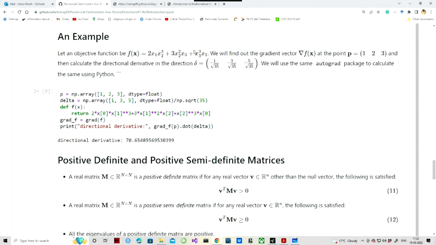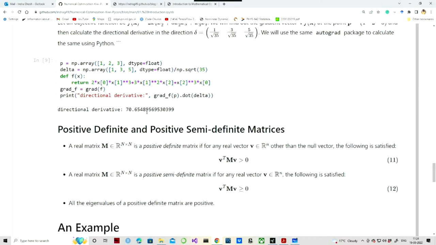Suppose you see here, I have chosen the elements in such a way that it's a unit vector. So if you take the square root of the first term square plus the second term square plus the third term square, it will give 1. This is the cell where I choose p, np.array 1 2 3 as I showed here, and we choose delta, which is the direction, and we calculate the gradient of f. And then we calculate the directional derivative. We see this gives a scalar value, 70.65489. So if you can run the cell, that would be good.